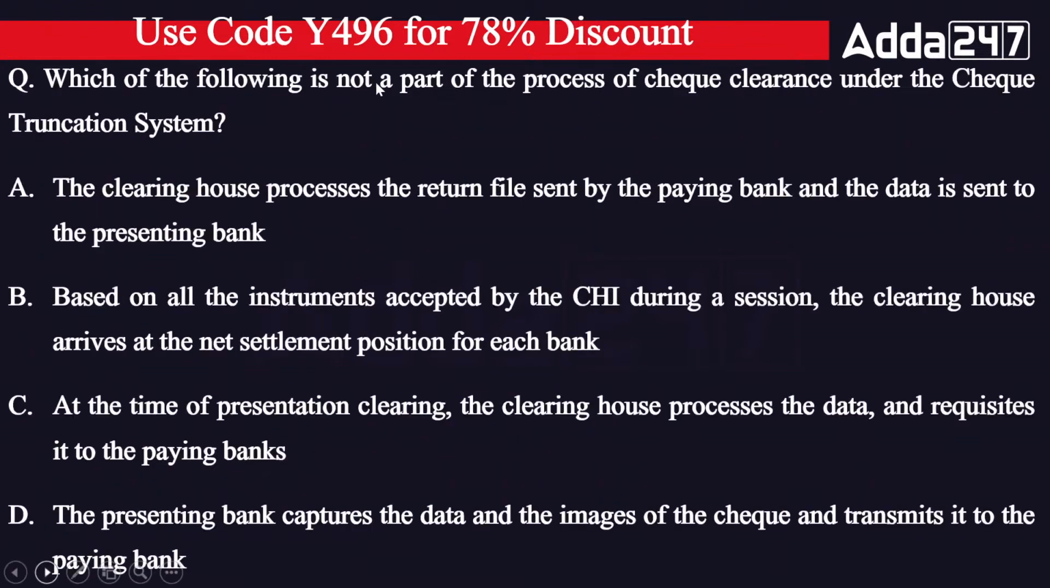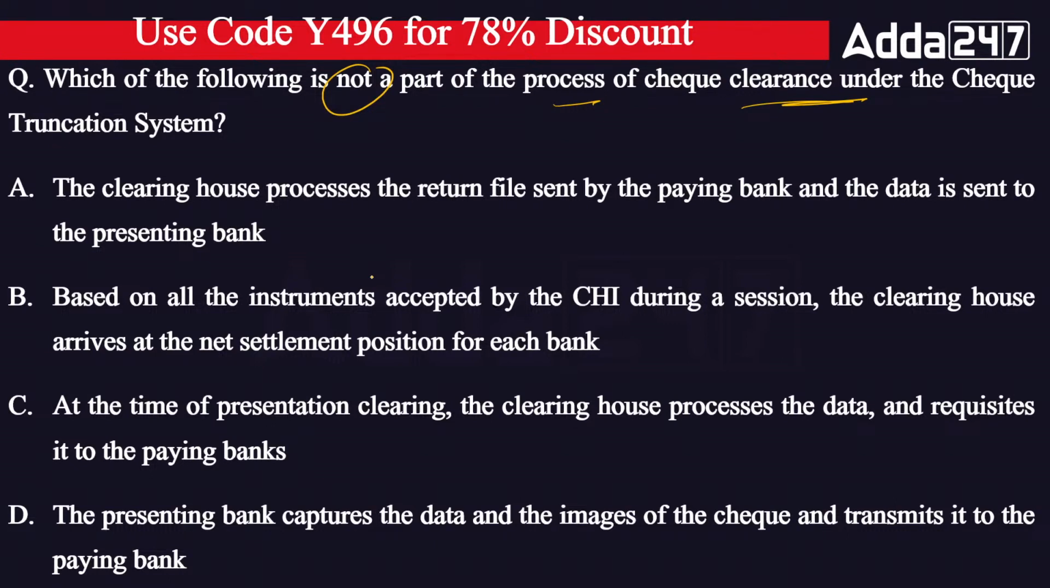Next. Which of the following is not a part of the process of check clearance under the Check Truncation System? So now you have to answer which of the following is not a part of the clearance process under the Check Truncation System. Do remember CTS was introduced by NPCI. Under the CTS, the physical movement of check will be removed. Now the electronic image will be used to perform the transaction.